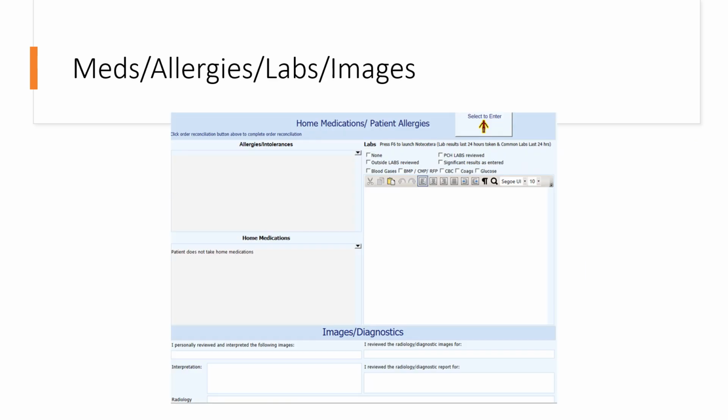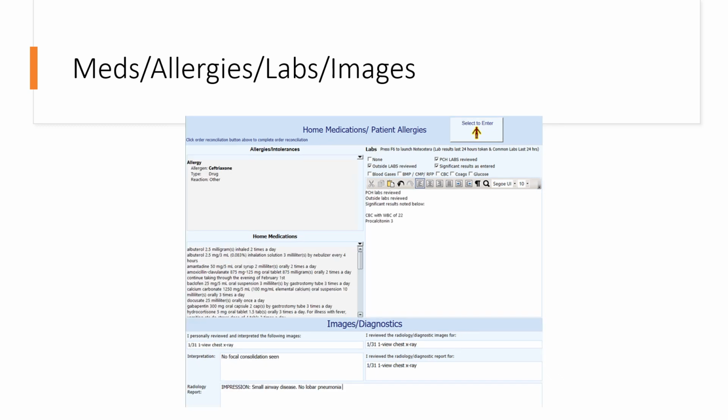Now let's take a look at the next portion of the note: medications, allergies, labs, and images. As the name suggests, in this section, you're going to want to add all of the pertinent medications, allergies, labs, and imaging. Many electronic medical records will fill in some of this information automatically. You'll want to read through it to ensure that it's all accurate.